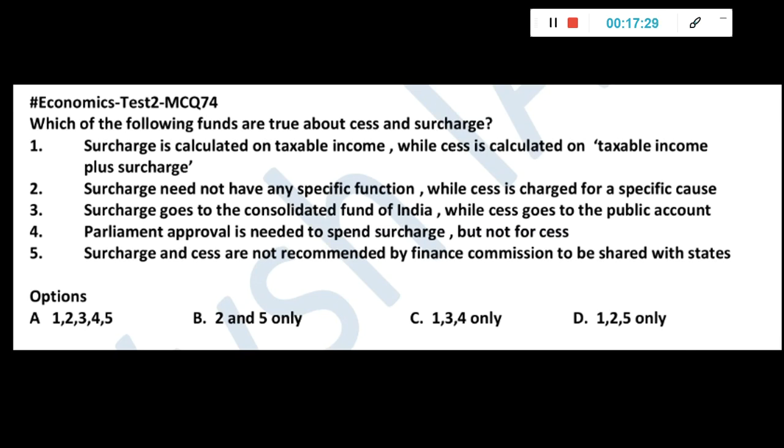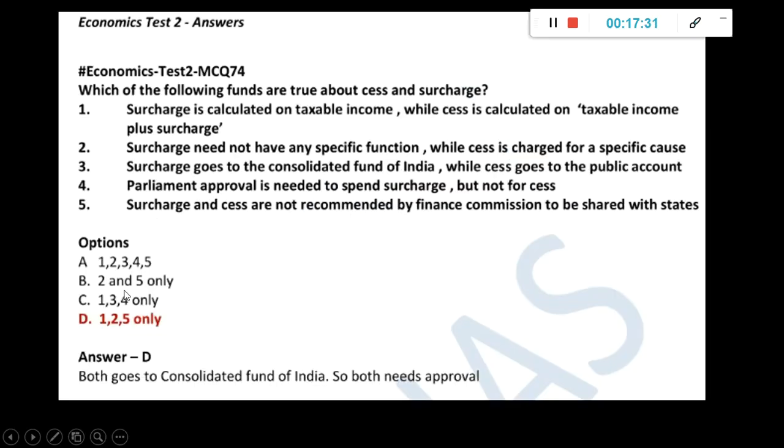So these are just definition statements which I have picked up and put. If you see the third statement, this goes to public account, that is wrong. Both go to the Consolidated Fund of India, and because of that both need approval also. So that is why the fourth statement, which is telling Parliament approval is needed here but not needed here, will be false. So 3 and 4 are kind of the same statement, but we put it separately. Okay, so hope it's clear.